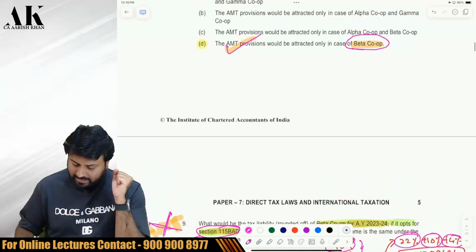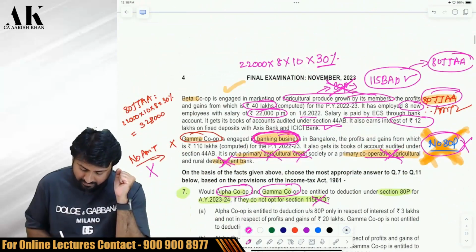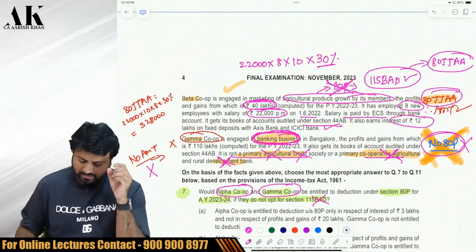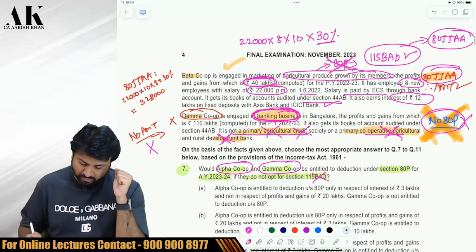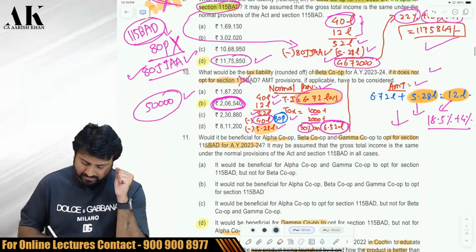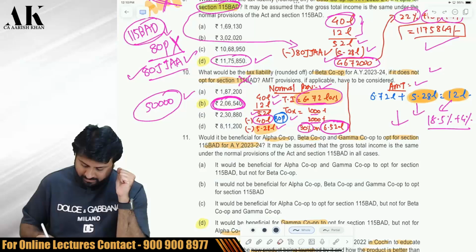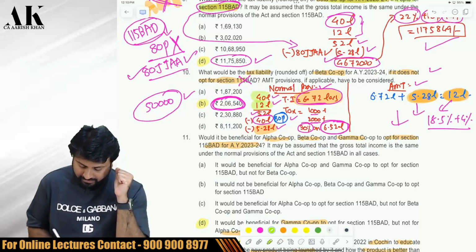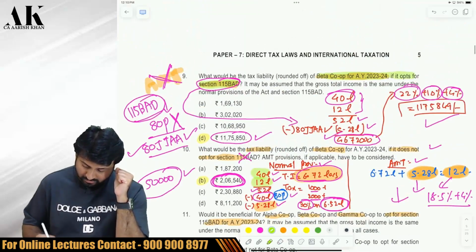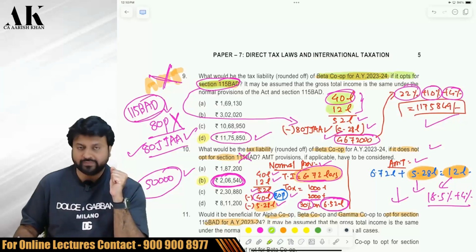So let's compute the income of Beta. First of all, Beta earns 40 lakh rupees income from agriculture produce grown by its members. Then Beta also earned 12 lakh rupees interest on fixed deposits. So Beta has a gross total income of 52 lakh rupees. 40 plus 12, 52 lakhs.